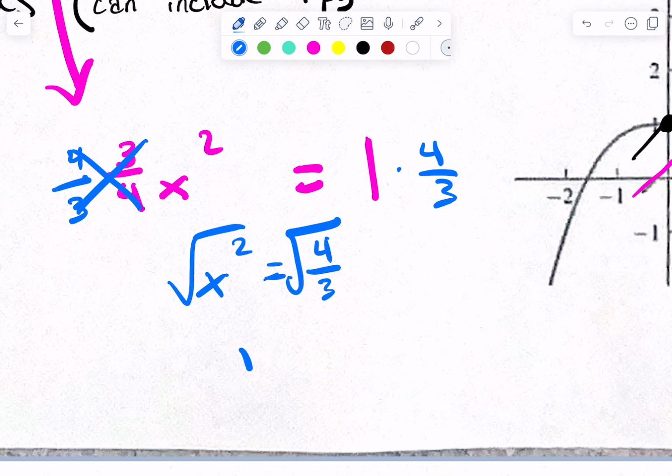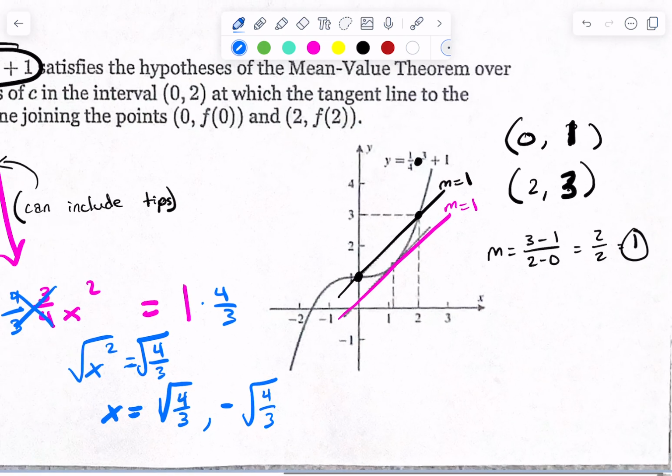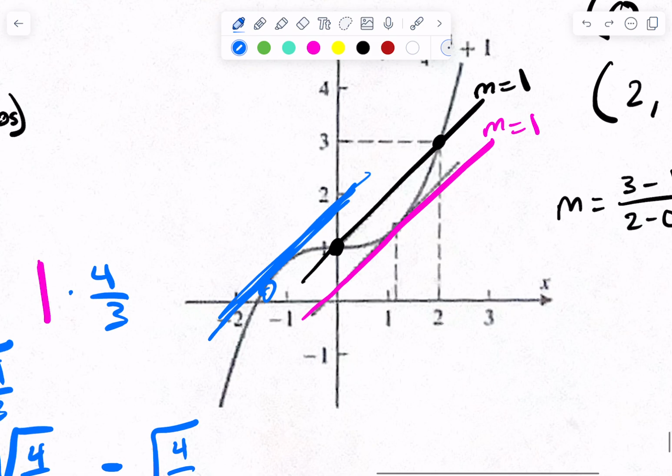But we don't want the minus because we don't care. Technically, the answer is positive square root of 4/3, whatever that comes out to be, and negative square root of 4/3. Why do we not care about the negative one? Because we're only looking at the interval between 0 and 2. So there are two places with that tangent line of slope 1, but we don't care about the other one.